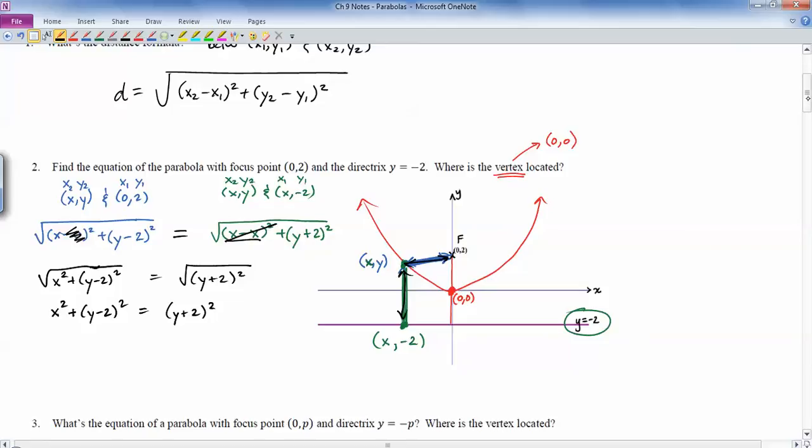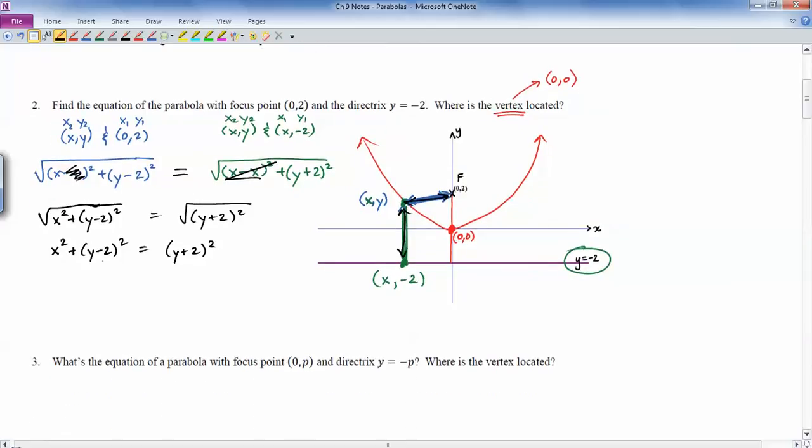Okay, well, I want to FOIL out the y minus 2 squared and the y plus 2 squared. So I'm going to write it like this, y minus 2, y minus 2. And then over here I'll write y plus 2, y plus 2. So it's easy to remember, you get middle terms.